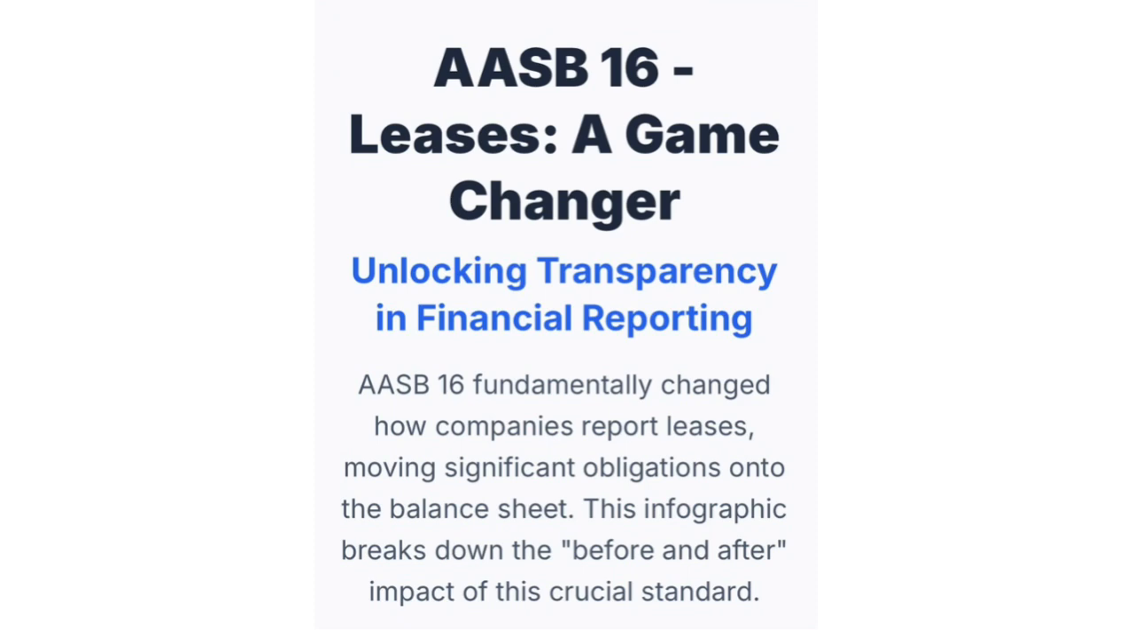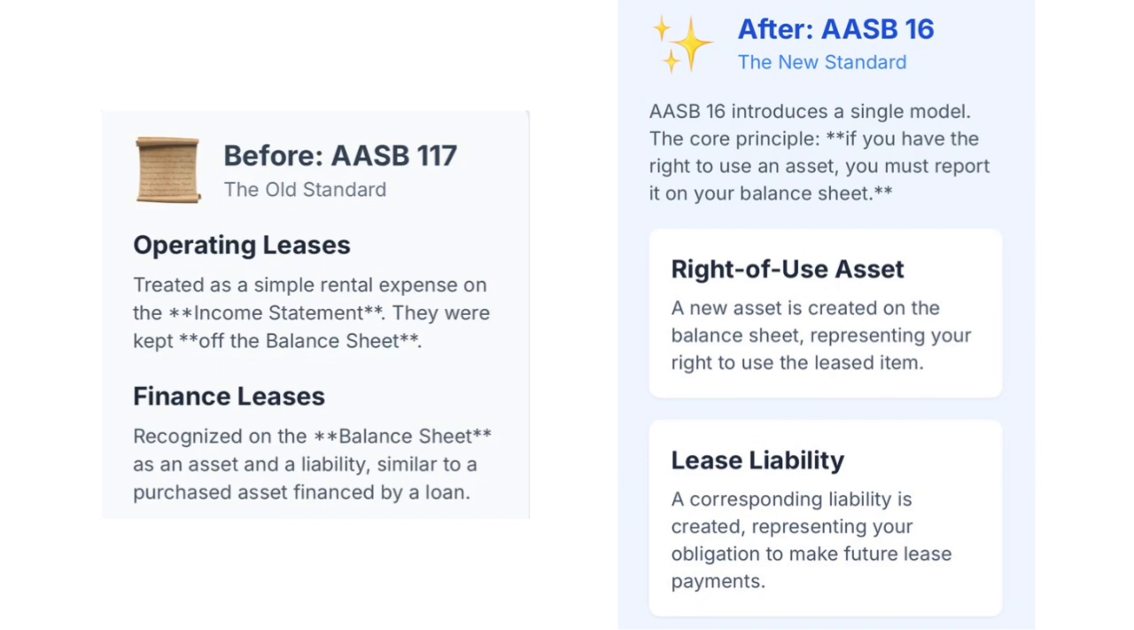The old way, AASB 117. Think about how a company used to account for leases, like renting an office building or a company car. Under the old standard, AASB 117, you had two types of leases: finance leases. These were leases where the company essentially owned the asset. They were put on the balance sheet, just like a loan.